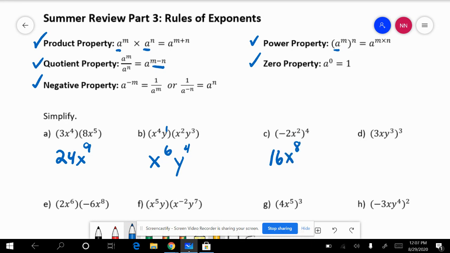For letter D, we do the same thing. 3 to the 3rd is 27. We have x to the 3rd because 1 times 3 is 3. And then 3 times 3 gives us 9. So that right there is our first property and our second one.